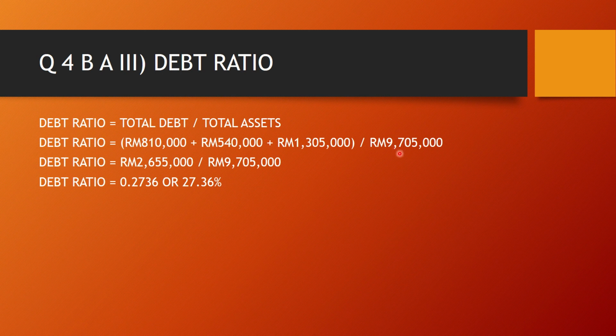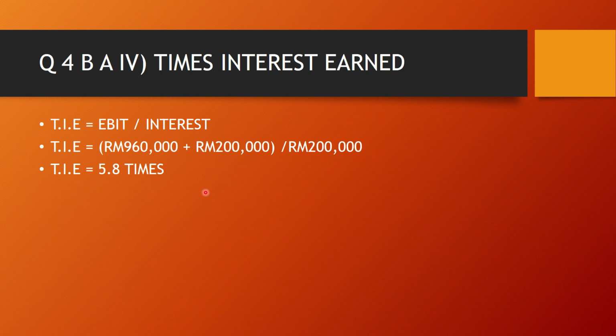The information is in your balance sheet. In the balance sheet of A Board Sdn Bhd, total assets are 9.705 million. So divide the amount of total debt by total asset, and you get a debt ratio of 0.2736 or 27.36%.